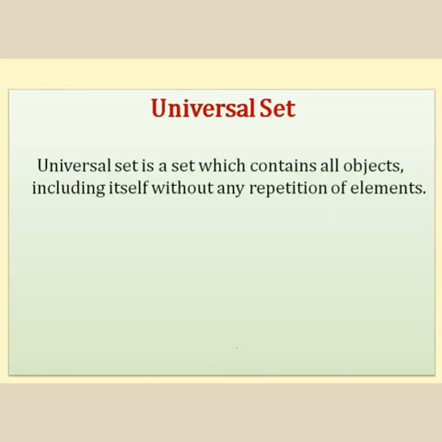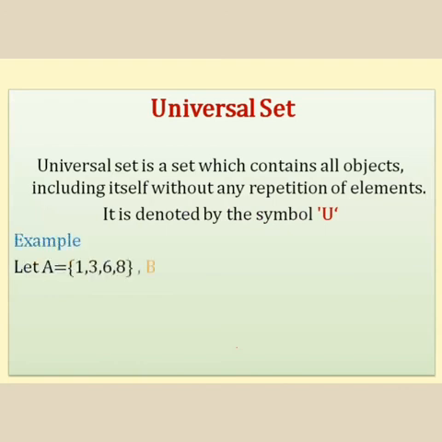Now we are going to learn about the universal set. A universal set is a set which contains all objects including itself without any repetition of the elements. It is denoted by the symbol U. Example: let set A be equal to 1, 3, 6, 8, set B is equal to 2, 3, 4, 5, set C is equal to 5, 8, 9. Here it is given that it contains all objects without any repetition of elements. So we should not repeat the elements again. If an element is written 2 times, we should write it only 1 time.